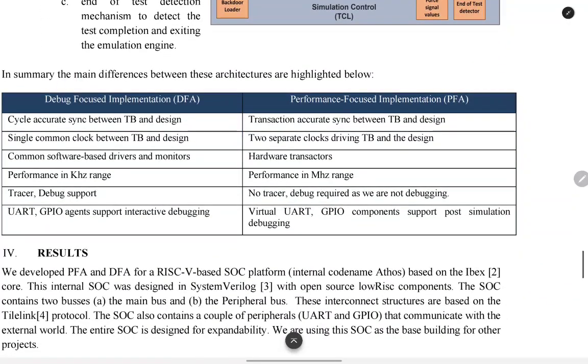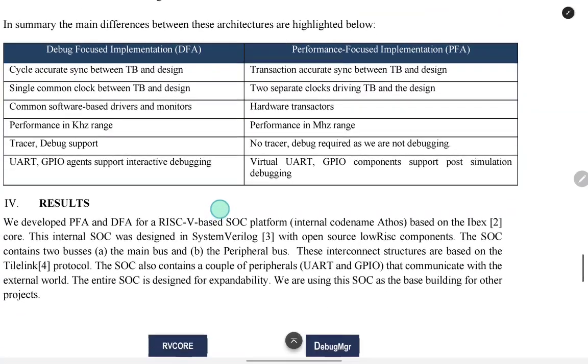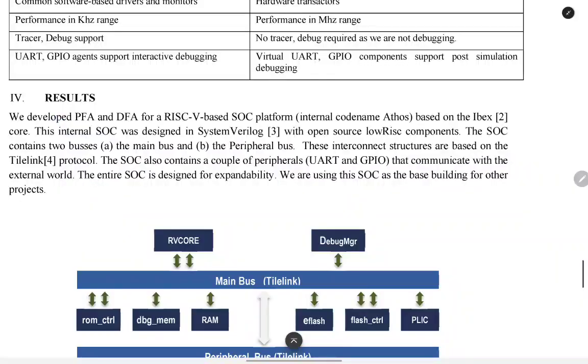In summary, the main differences between these architectures are highlighted below. DFA, debug-focused implementation, versus PFA, performance-focused implementation. Result: we developed a PFA and DFA for a RISC-V based SoC platform, internal codename Athos, based on the Ibex core.